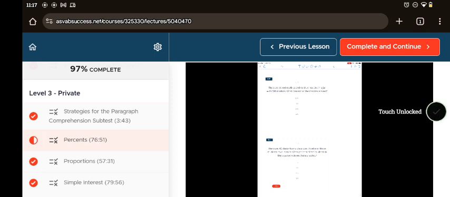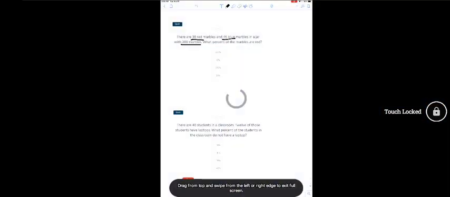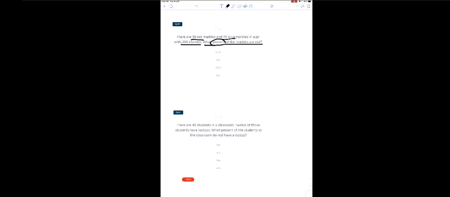So we know that the total is 200 marbles. We know there are 30 red and 45 blue. And it's asking us what percent of the marbles are red. We're looking for the percent. So we're going to set up our equation. Part over whole equals percent over 100. Because it's asking us for the percent, we're going to use this one as our x.